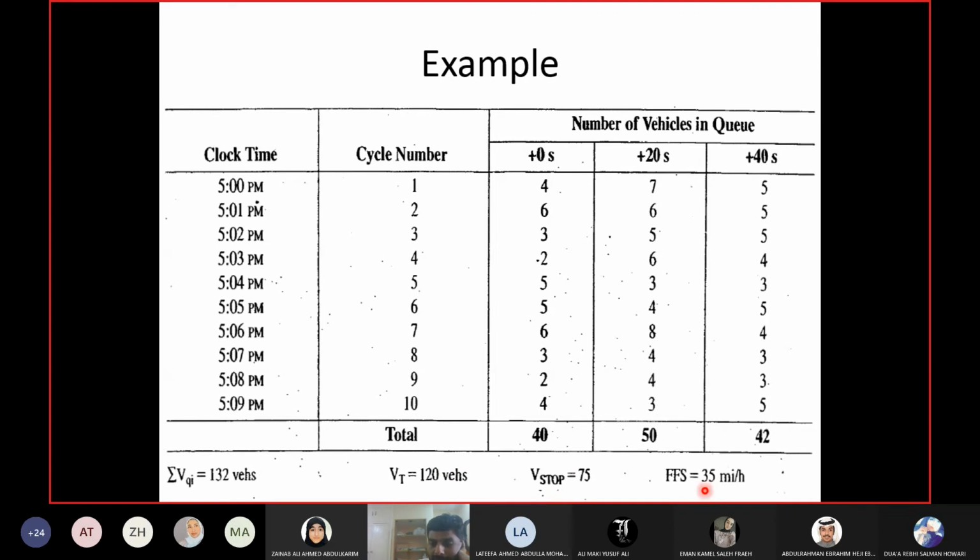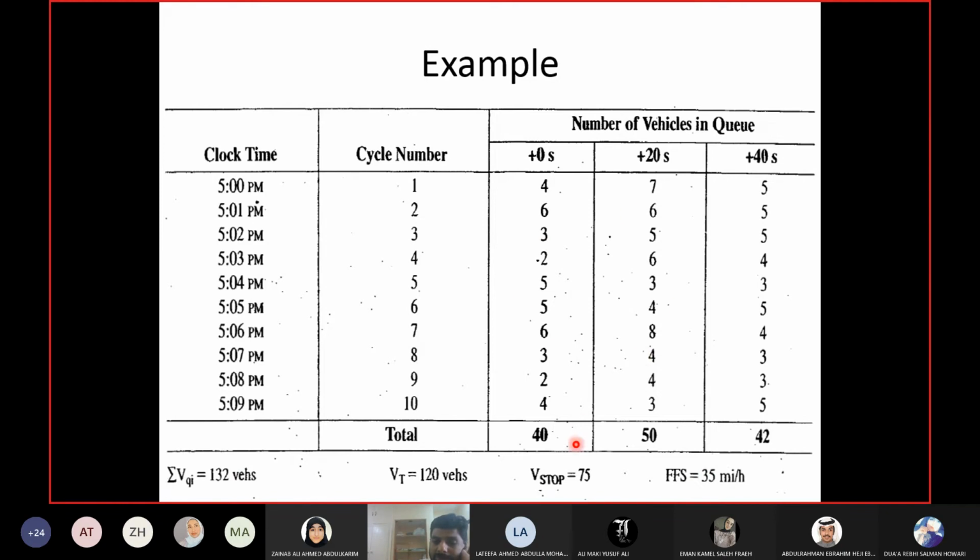And FFS, again, was found before the survey. Before you started the delay study, you found the FFS using the spot speed analysis in the field. So the free flow speed is 35 miles per hour. Summation of VIQ is a summation of all these values.